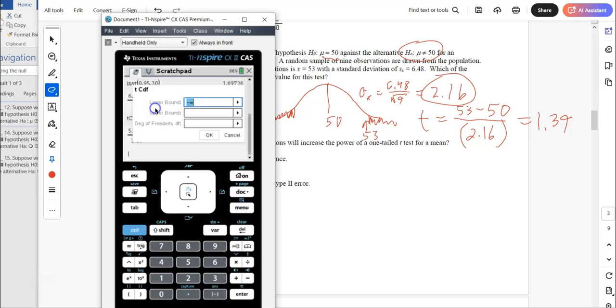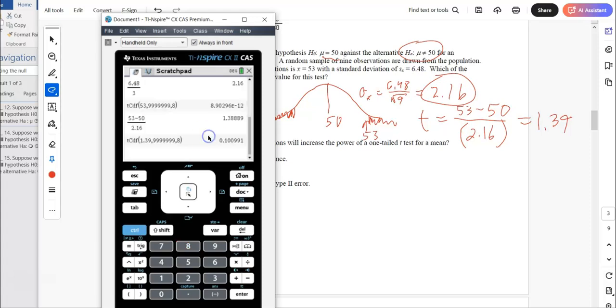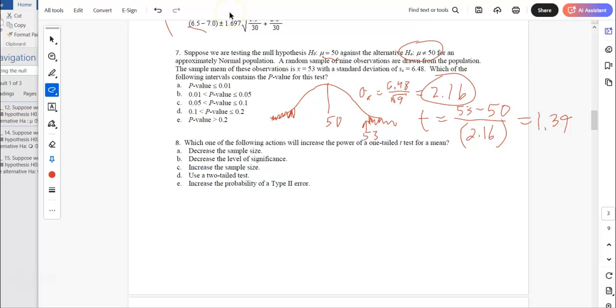Okay, TCDF. Okay, so 1.39. Upper bound, infinity. Degrees of freedom, there were 9 observations, so it's 8. And you get that number. Now we have to do 2 times that value because it's a two-sided test. So we get 20%. So the p-value is 20%.